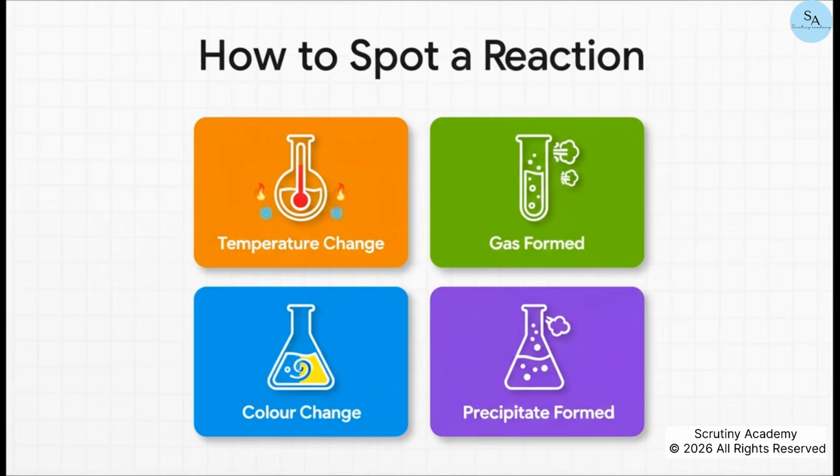So, how can you tell if a reaction's happening? Look for these 4 key signs. Does it get hotter or colder? Are there bubbles forming? Did the color change? Or did a solid suddenly appear out of nowhere? If you see any of these, chances are a chemical reaction is going down.